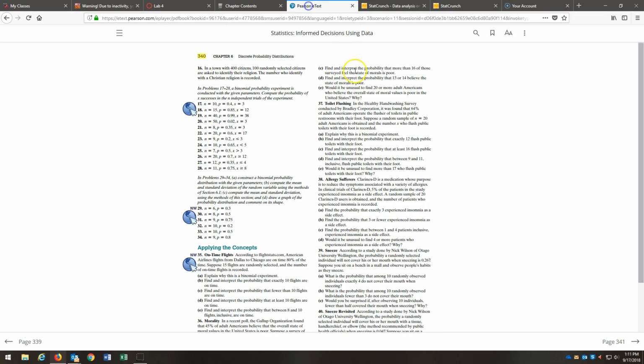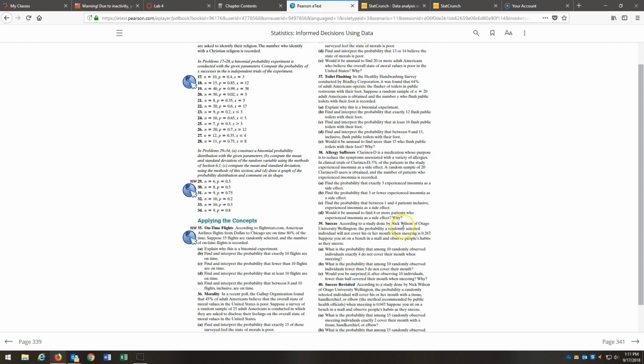So let's look at this problem in the textbook. I'm going to look at number 39. Your lab will have you doing number 37. But let's look at this problem and find the parameters n and p that we need to plug in in order to use the calculator. Now as we read this, we see the probability a randomly selected individual will not cover his or her mouth when sneezing is 0.267. That would be the p-value.